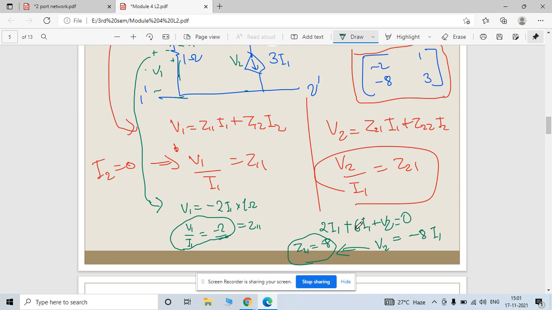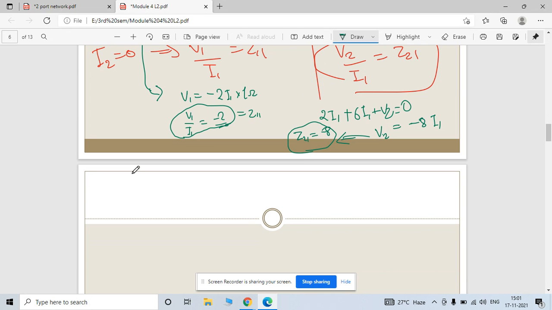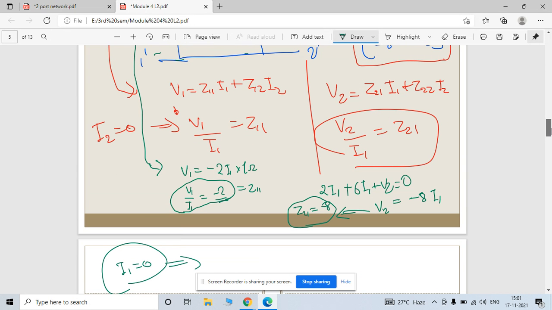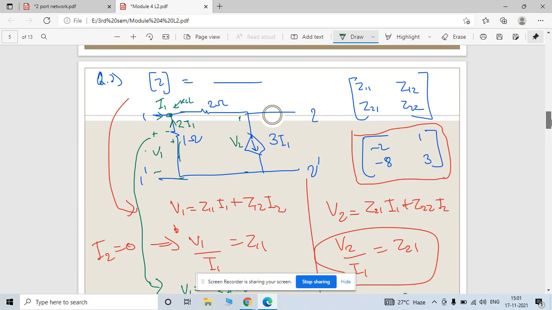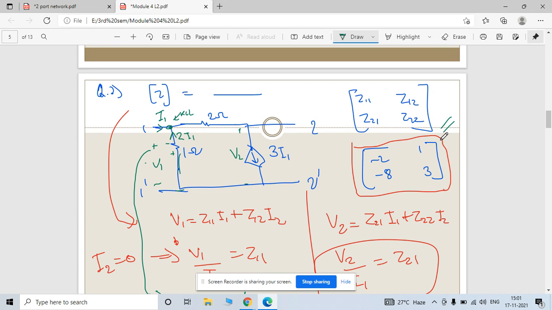Similarly, you can easily find the other parameters when you take I1 equal to 0, right? I hope you try to solve this problem. And if I ask this question in the exam by changing the values of the circuit, I hope you are able to solve it, right? Yes, everyone. Yes, sir. Okay.